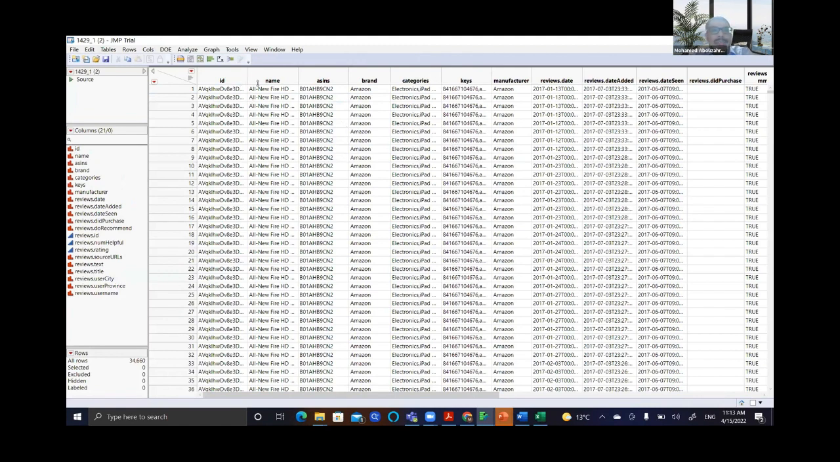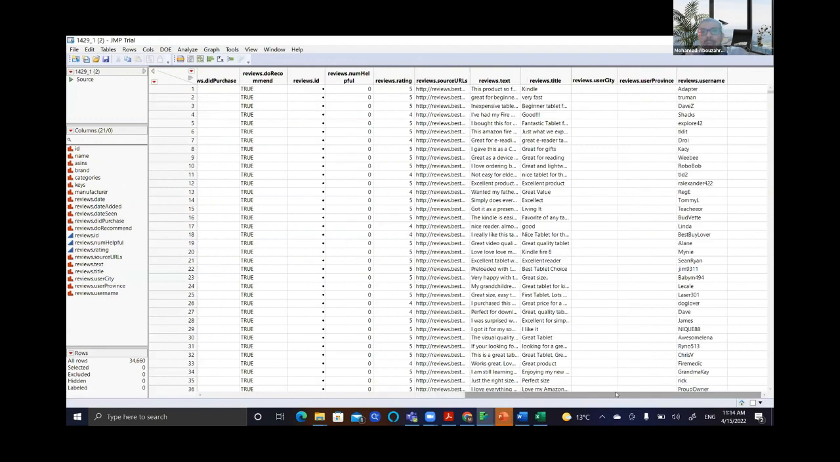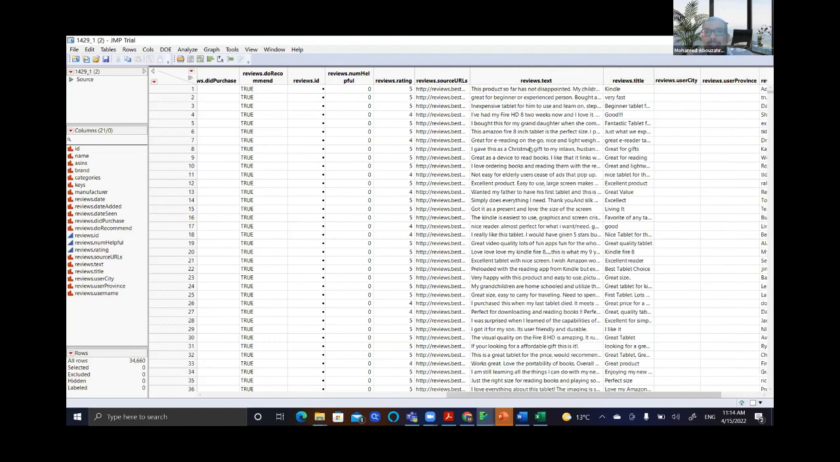You can see that we have the name of the device, we have some ID, we have the brand, categories, what categories it falls under, keys, manufacturer, all Amazon, and so on and so forth. So we have so much information. The most important here is the reviews text. This is the text that we will focus on, right? So this is the reviews text. This is the actual reviews of the people, right? Of the customers, right? We have around 34,000 rows. So this is a nice sized data set.